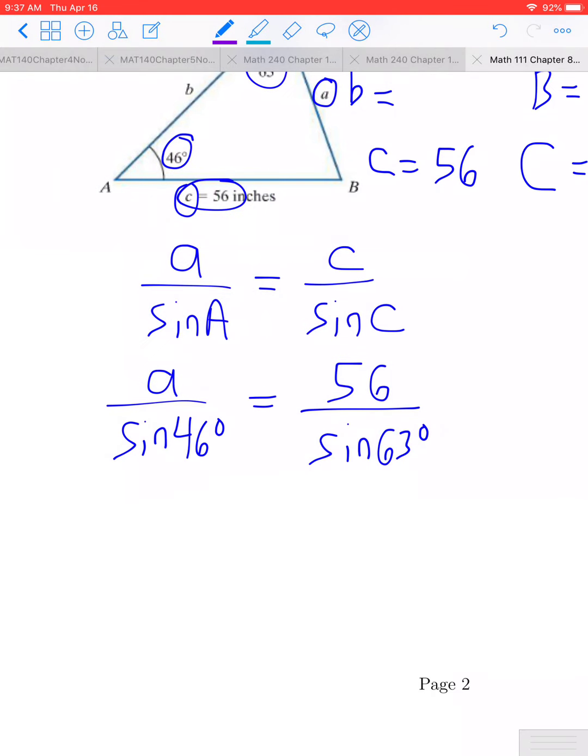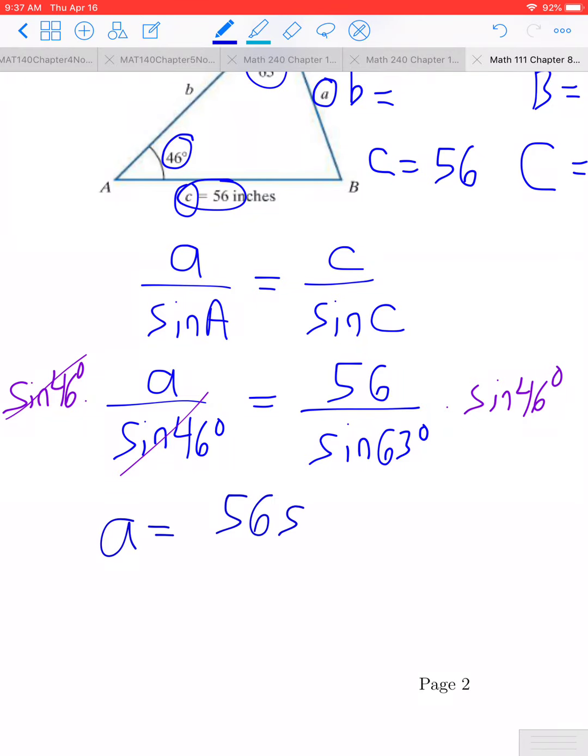All I would need to do is multiply both sides by the sine of 46 degrees. These would then cancel, and so what we would find is that A will be equal to 56 times the sine of 46 degrees divided by the sine of 63 degrees. And for this value, let's round it to 2 decimal places.